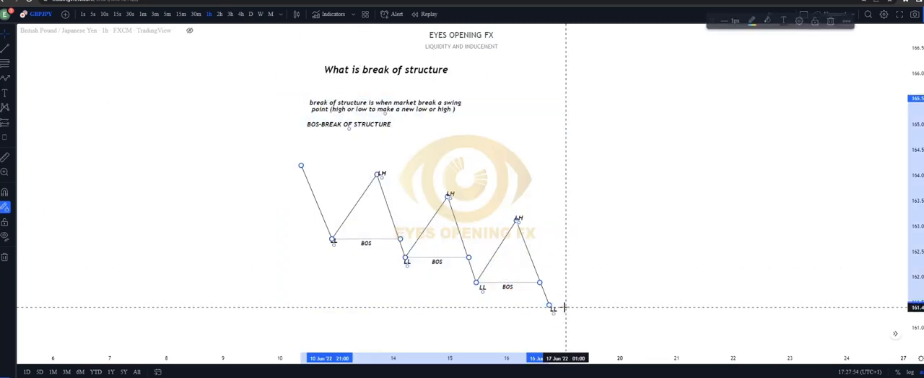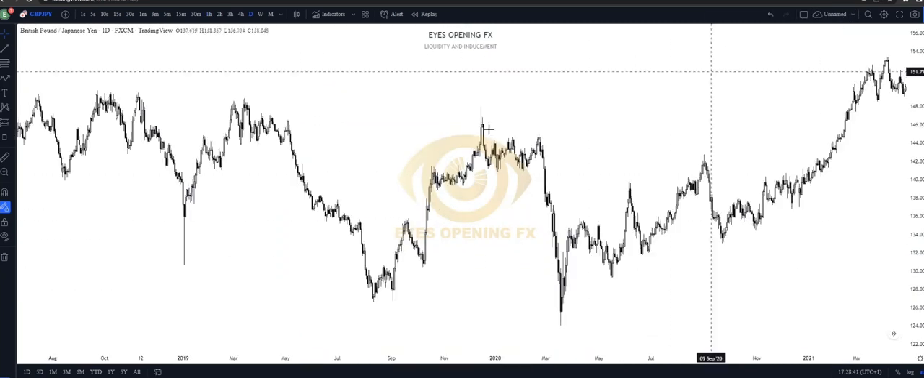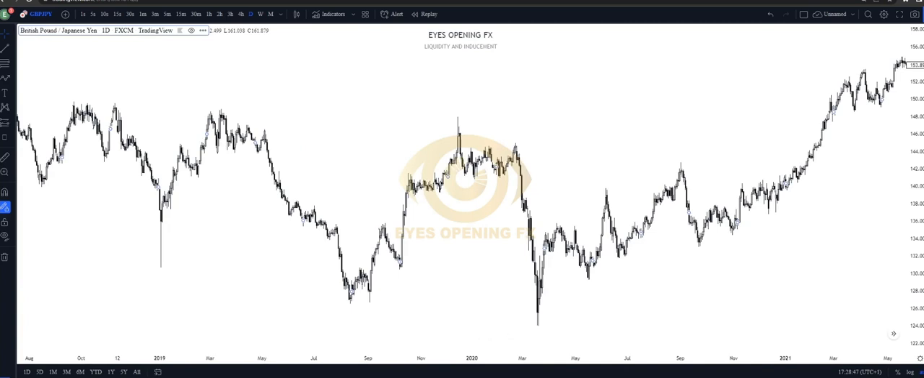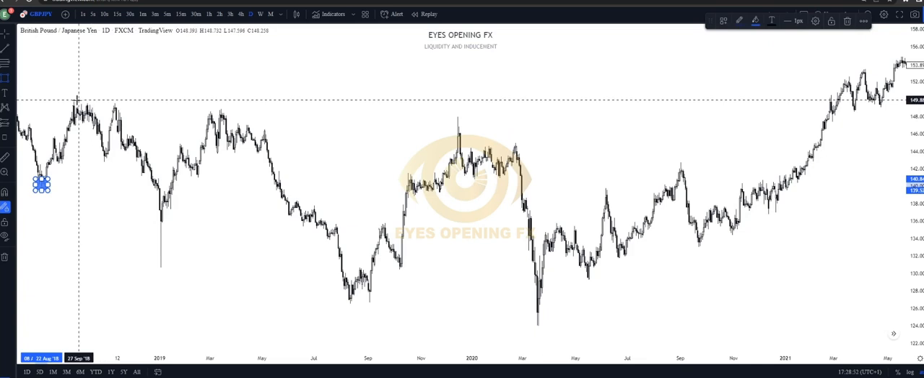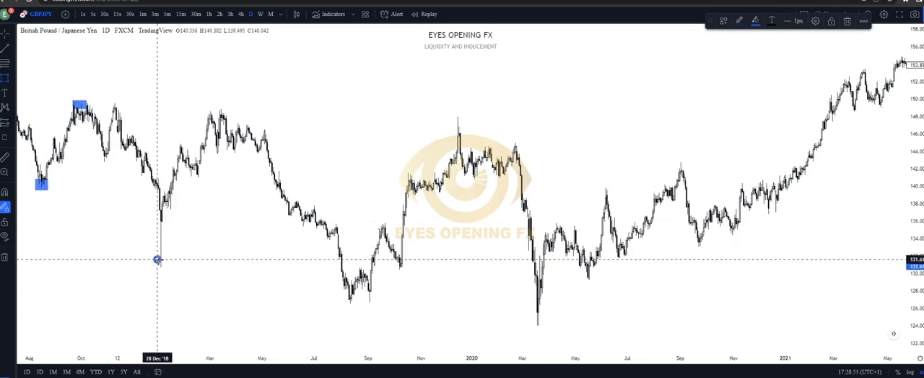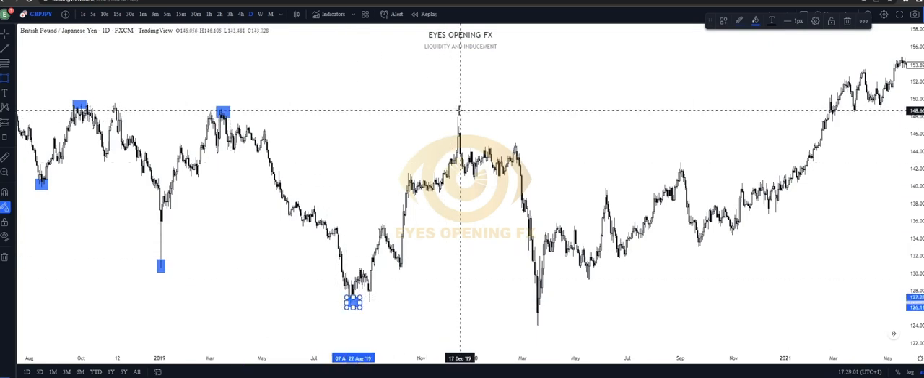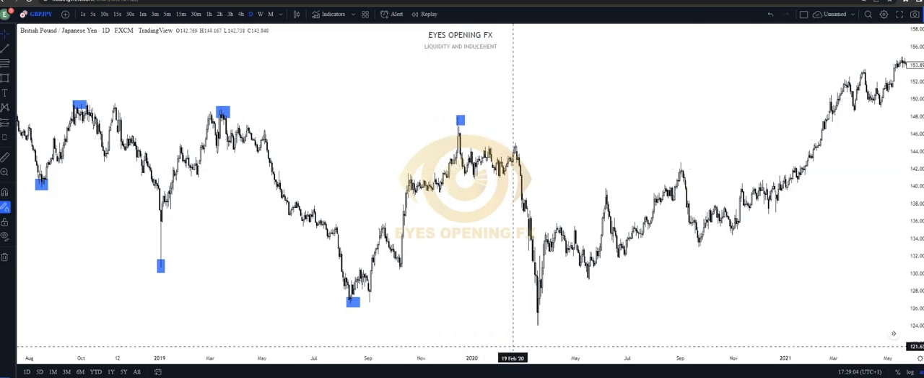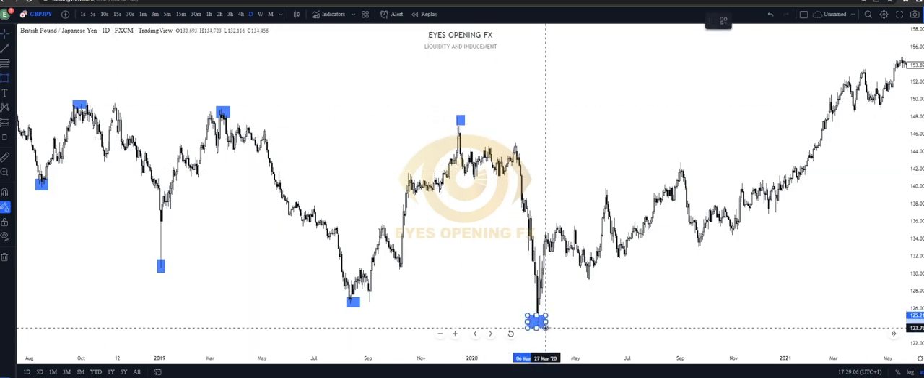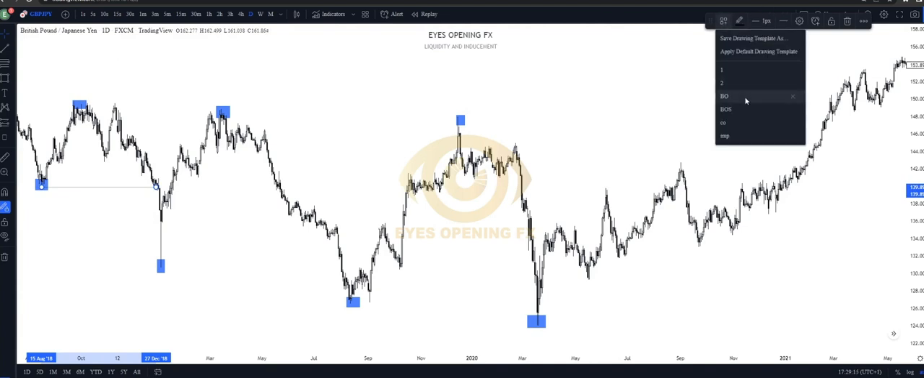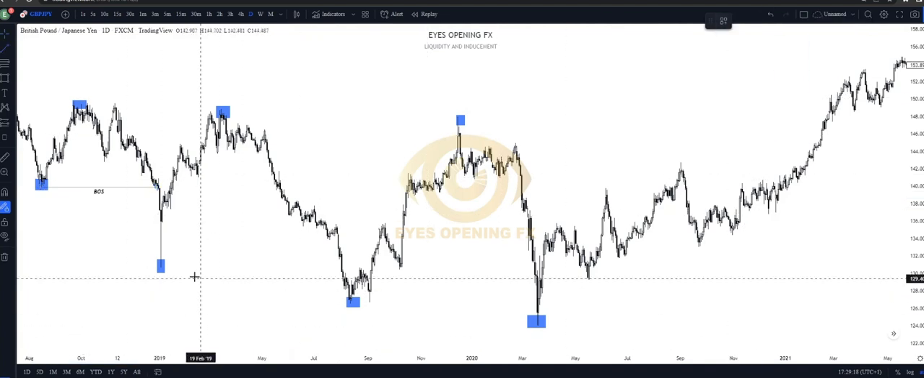So now let's see it on a chart. On this chart, you can agree with me, based on what we're seeing here, that this is a low, a high, a low, a high, a low, a high. So you can define this move here as a bearish trend. Since it's a bearish trend, when the market makes a new lower low, we will call this a break of structure in a bearish move.